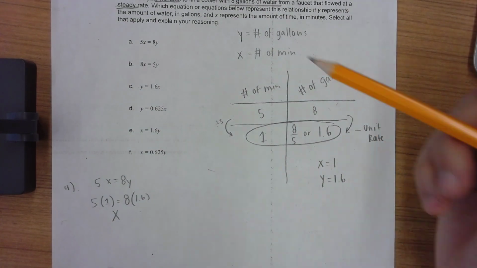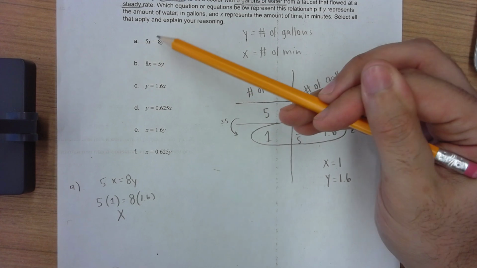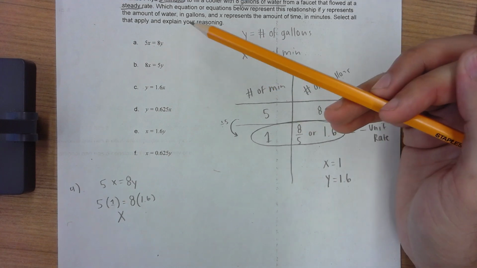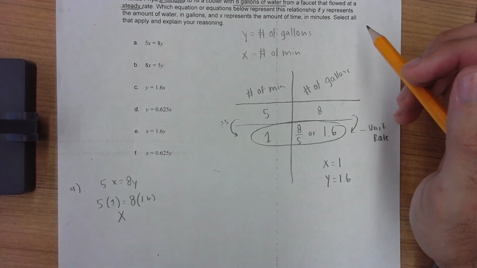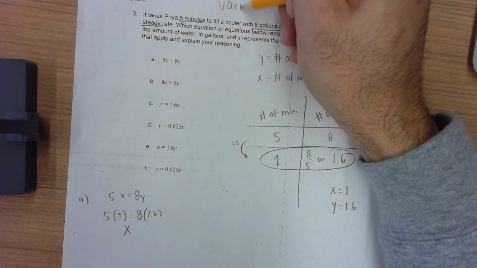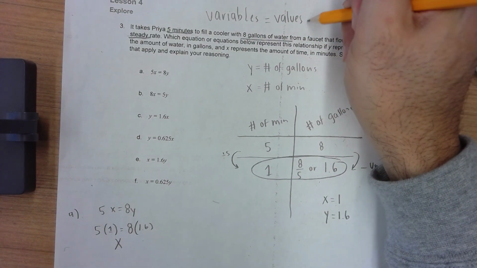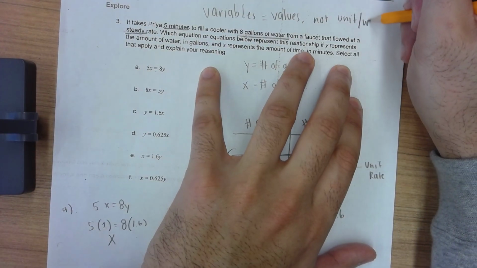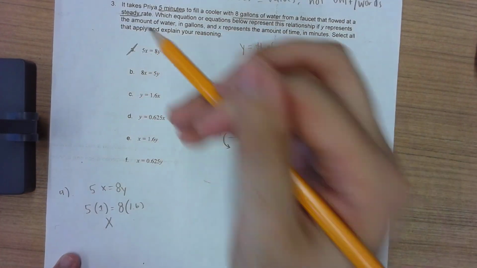A common misconception is reading this 5x is equal to 8y as 5 minutes is equal to 8 gallons. That is not the case, because in reversal error, when we're talking about variables, we're not talking about a unit or a word. It is a value. So variables, as I've mentioned before, are values, numbers, not units, not words. Great. So we know that A does not work. We're going to take that one off.